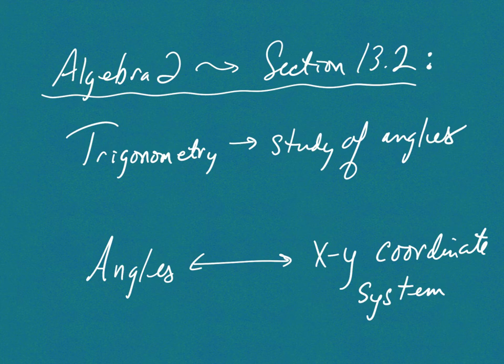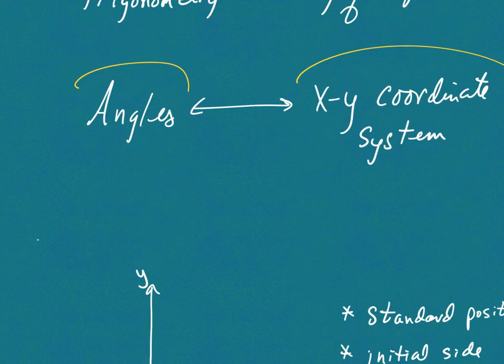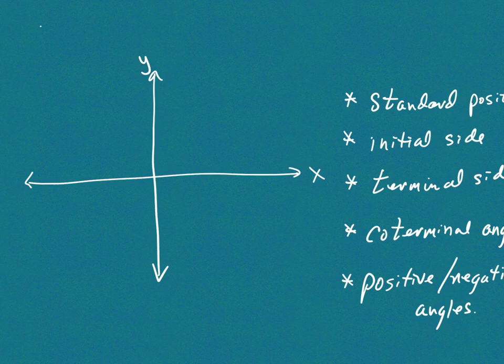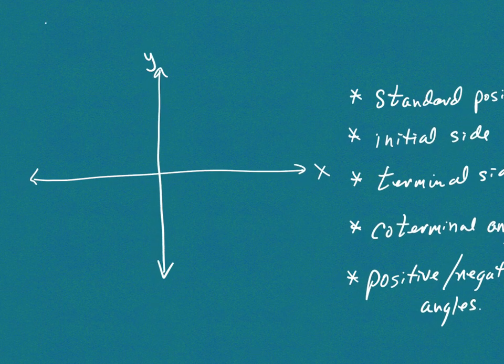And what we're going to begin with is putting two ideas together: the idea of angles and the idea of an XY coordinate system. In other words, what we want to be able to do is take an XY coordinate system and draw angles upon that XY coordinate system.